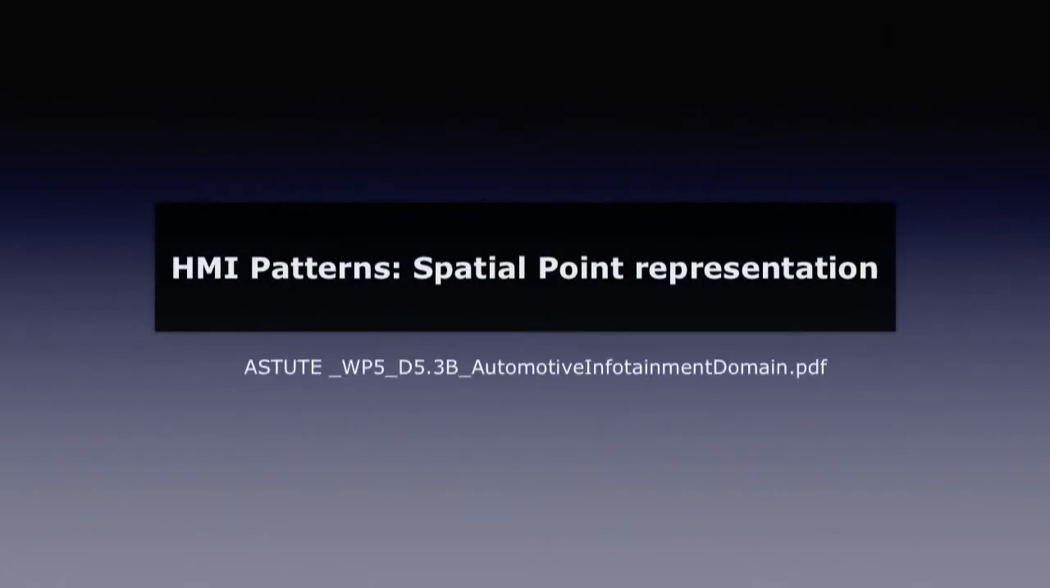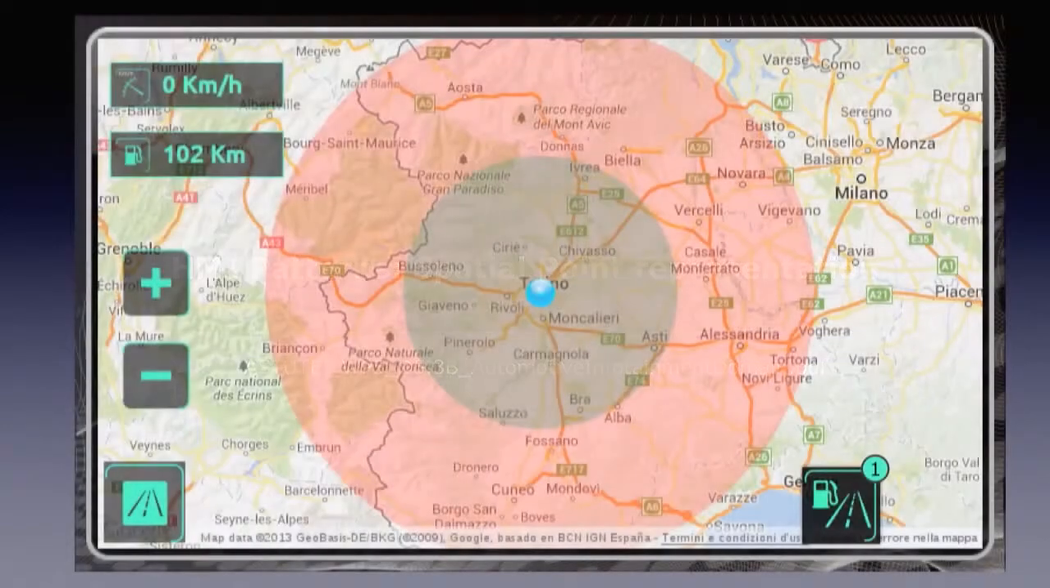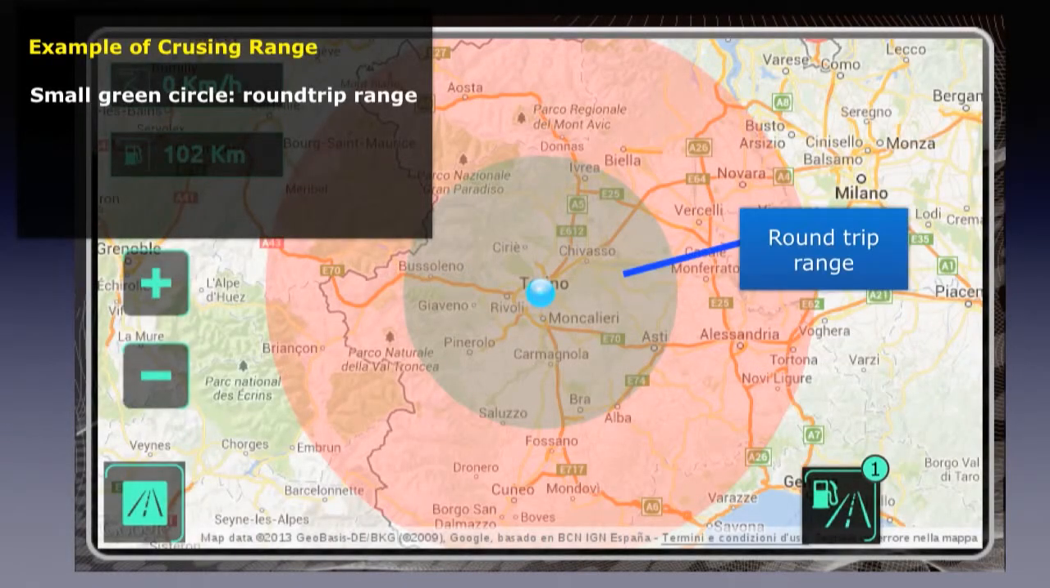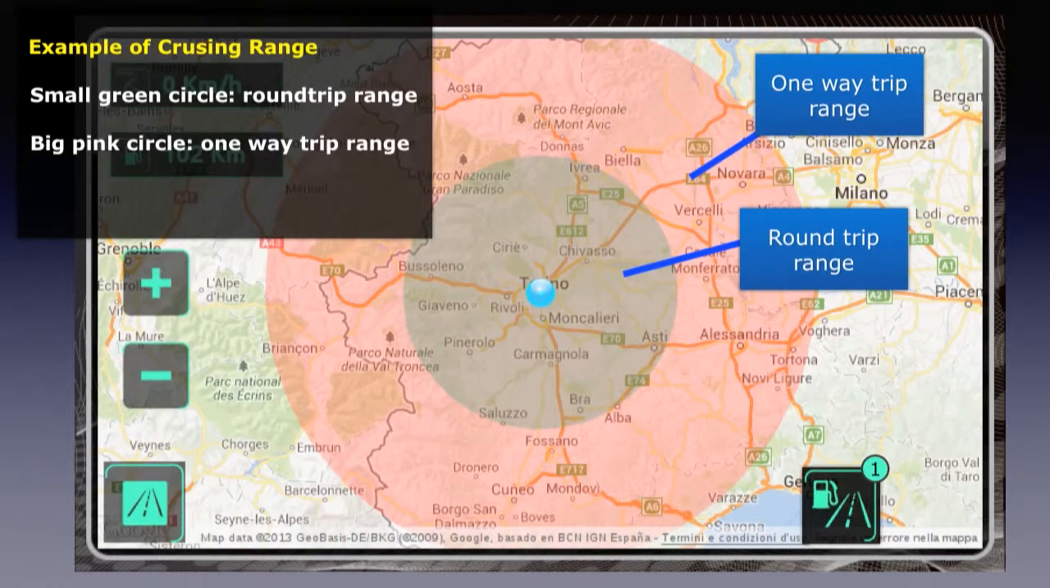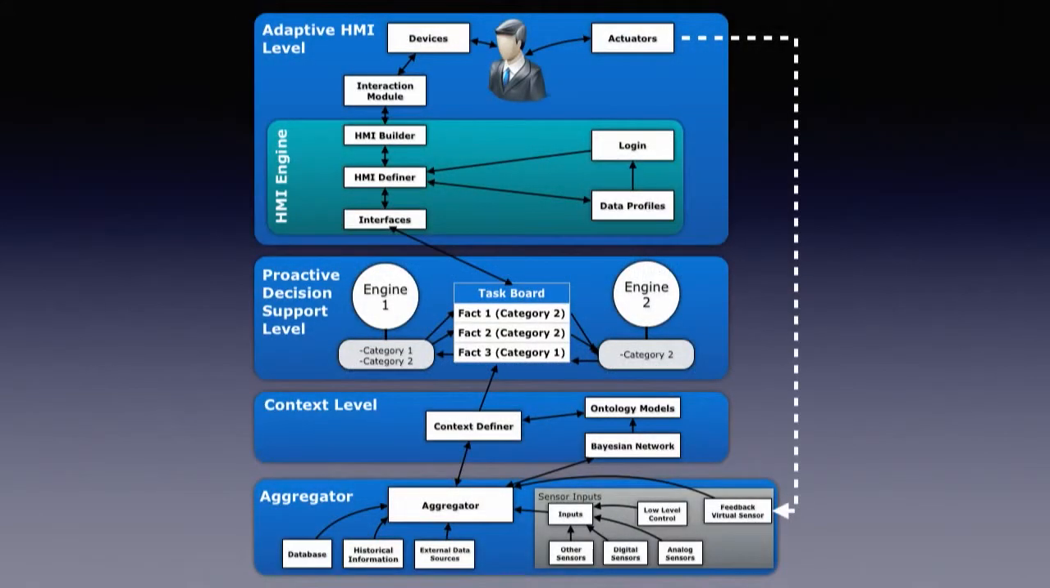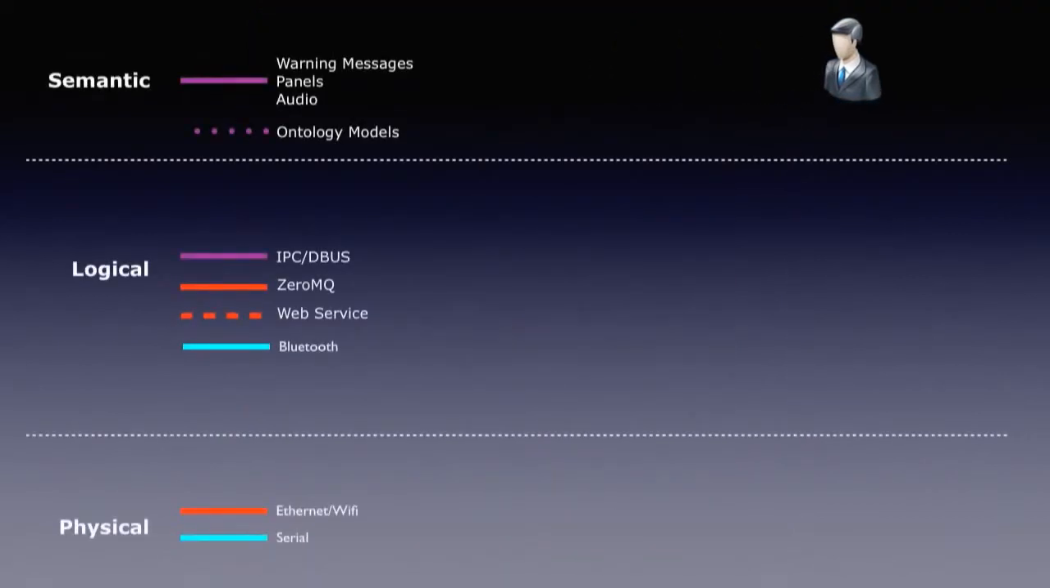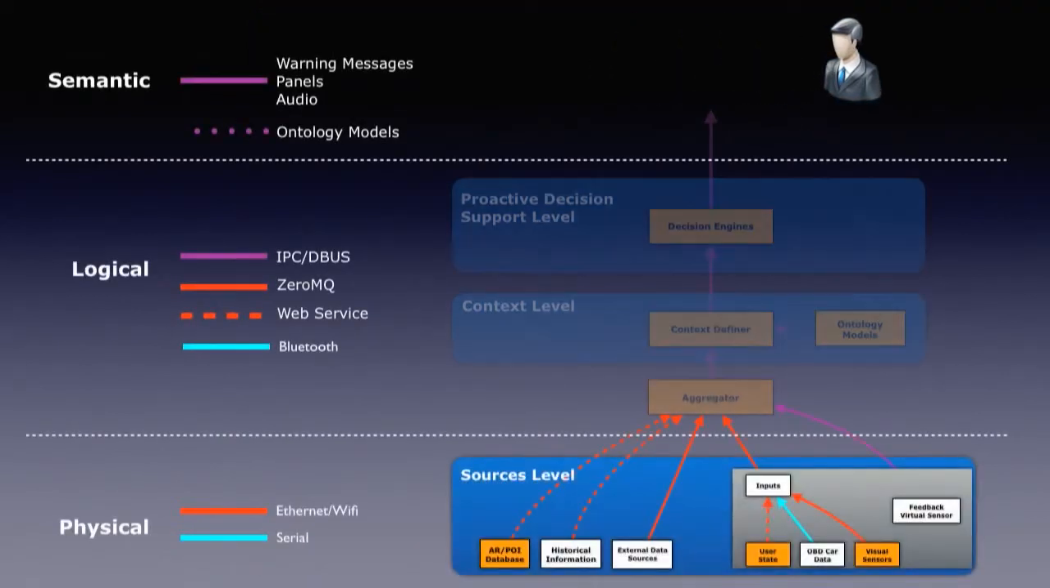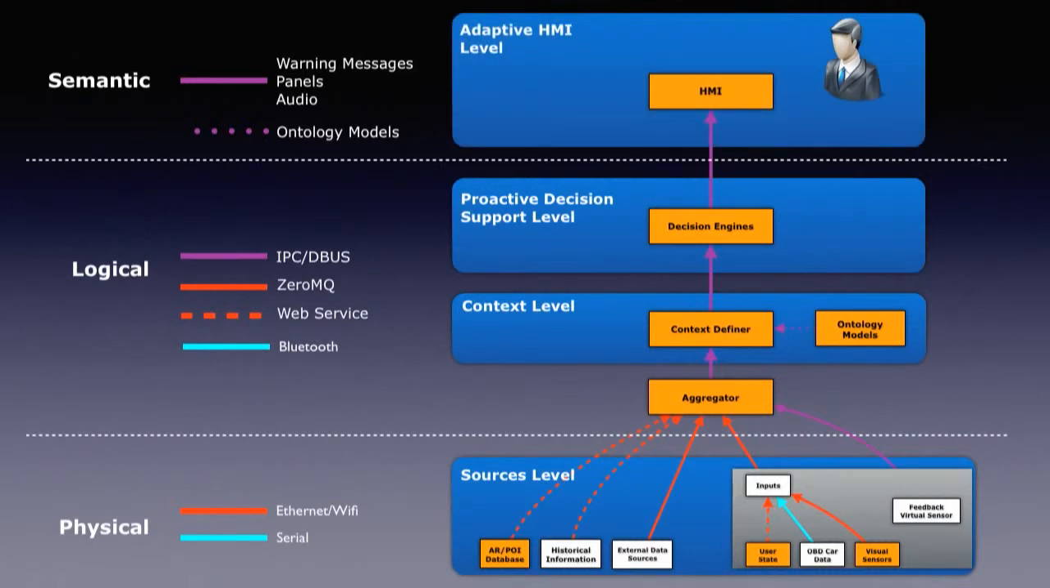Another important HMI pattern is spatial representation. In this case, for example, the cruising range is visualized directly on the map for the driver's convenience. Seamless connectivity is achieved at each level of the reference architecture through modularization and use of standard communication protocols. Components, such as new sensors, can be easily plugged into the architecture as long as they use Ethernet, Wi-Fi, and web services.